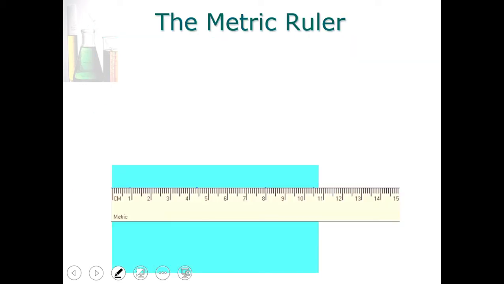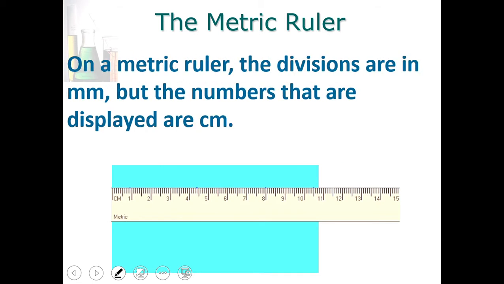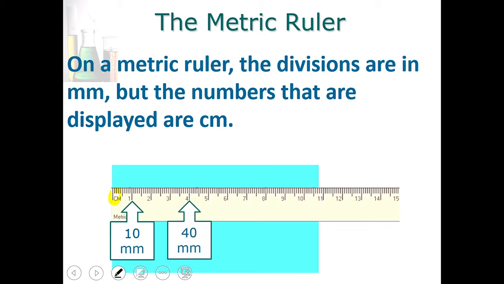Let's practice measuring length. The metric ruler has divisions. The smallest divisions here are in millimeters. Now the numbers displayed are in centimeters, as you can see here on this ruler. Notice that each increment, therefore the smallest interval that the instrument displays, is 1/10 of a centimeter, which is equal to a millimeter. So for example, these different measurements here, instead of 1 or 4 centimeters, could be read as 10 or 40 millimeters. This one here could be read as 11 centimeters or 110 millimeters.